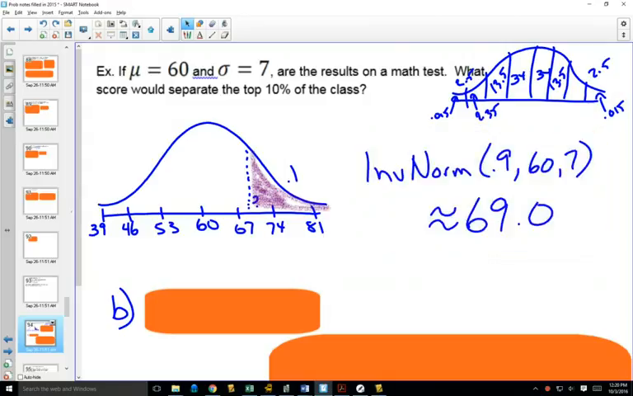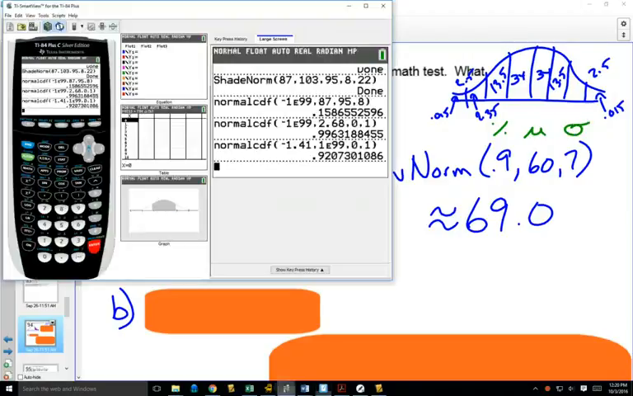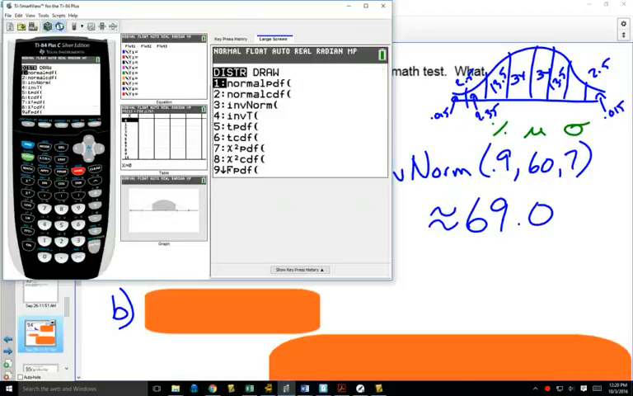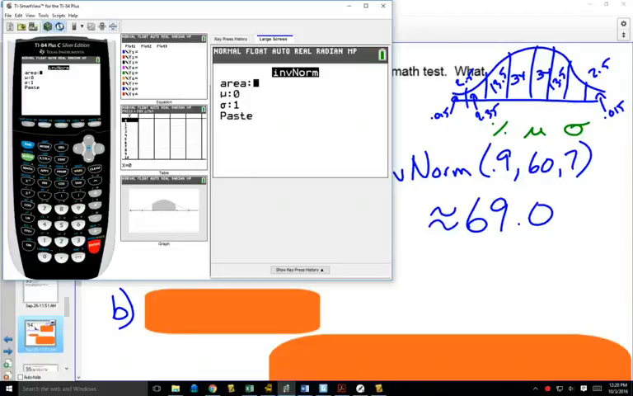Now our inverse norm function, the way that it's set up in your calculator, always calculates areas from left to right. So even though we're trying to find the top 10%, if this is the top 10%, there's 90% to the left of it. And the inverse norm always comes from the left. The way we put in our values is the percentage here, our mean here, and our standard deviation there. Of course, with the newer calculators, when you go to calculate inverse norm, which is right under normal CDF, it asks you all of these things right away.